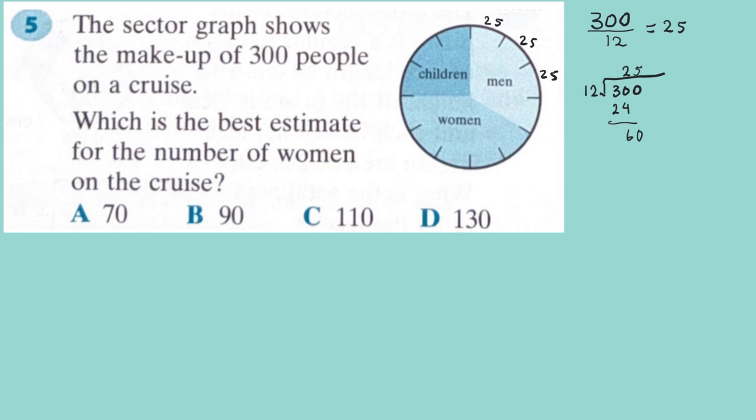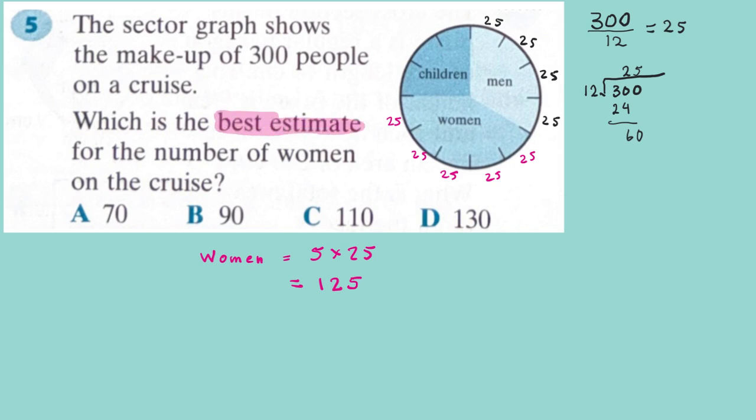And if I can do this all around my circle. Which is the best estimate for the number of women on the cruise? So the number of women on a cruise would be 1, 2, 3, 4, 5 sectors times 25, and we're looking at 125 women.